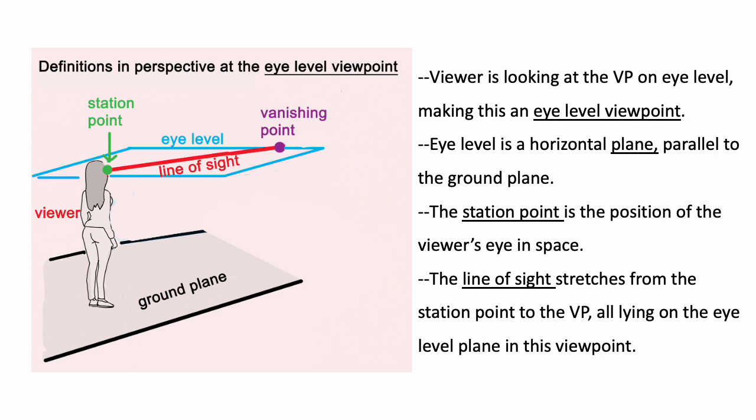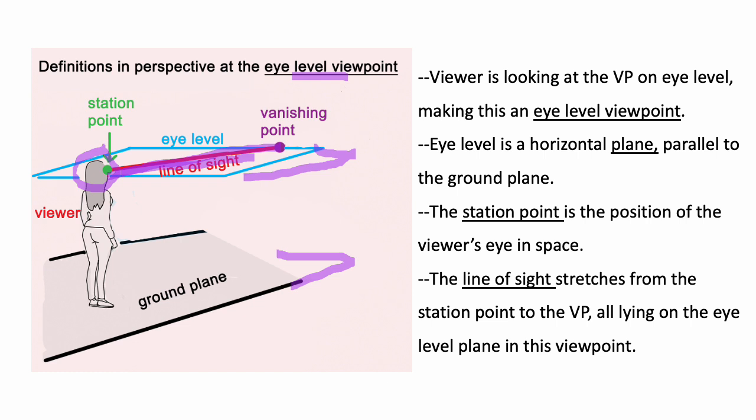This is a diagram of the viewer looking at the vanishing point on eye level, making this an eye-level viewpoint. Some artists refer to eye level as a line, the same height above ground as the viewer's eye. I prefer to see it as a horizontal plane hitting the eye of the viewer and the eye of anyone her height. It is parallel to the ground plane. The station point marks the position of the viewer's eye in space. The line of sight stretches from the station point to the vanishing point, all lying on the eye-level plane in this viewpoint.